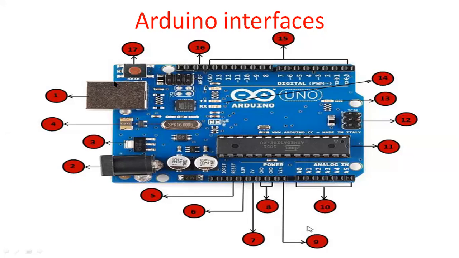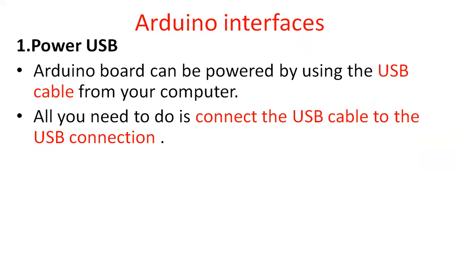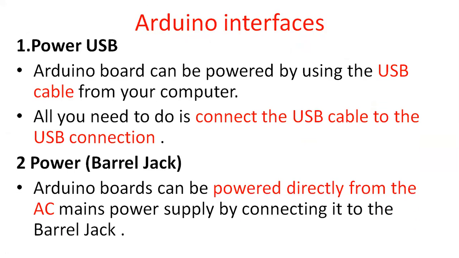Number one here is the power USB. What is the power USB? The Arduino board can be powered by using a USB cable from your computer. All you need to do is connect the USB cable to the USB connection. In order to connect the USB cable, you will use the power USB. And then there is the barrel jack. Arduino boards can be powered directly from an AC power supply connected to the barrel jack. That means you will connect directly to the barrel jack.